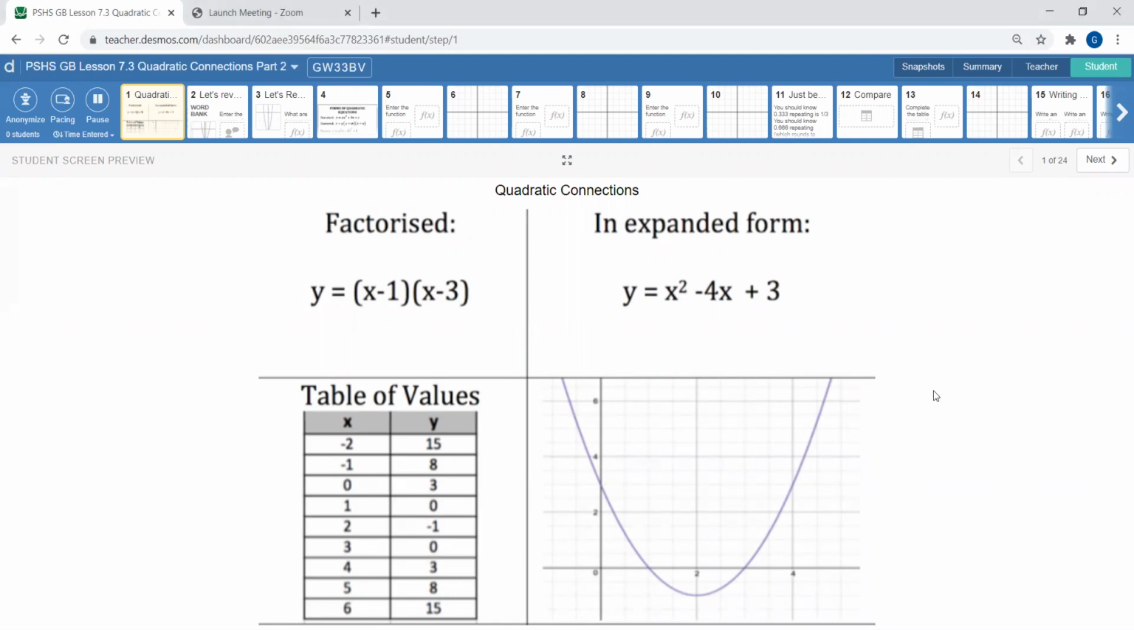All right, this is lesson 7.3. This is quadratic connections part 2. So our opening picture here just reminds us of the different things that we were looking at. In module 6, we went from this form and then used the grid to multiply out to get this form. And we started the last lesson looking at how we do this actually in reverse.